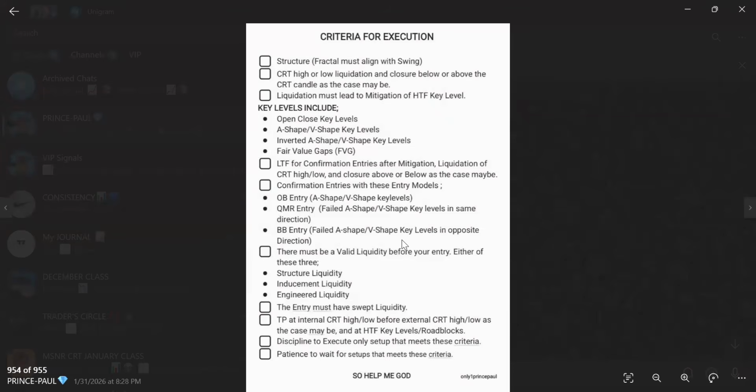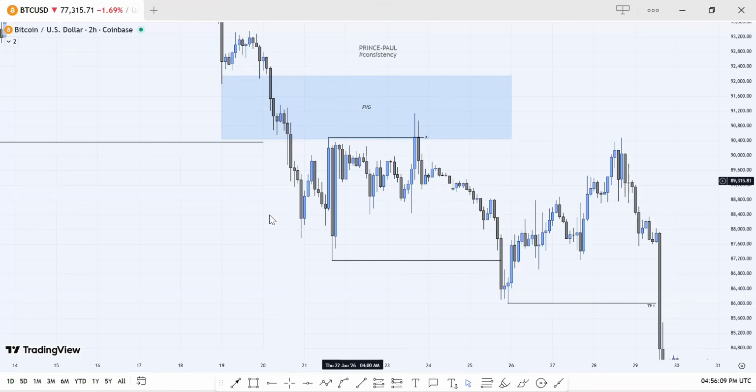So for this BTC chart, we're going to be making use of the failed A-shape key level entry in this scenario, right? So we're going to be going straight back to the chart so you can see how it came about. So this was it over here. Over here we had this before price goes over here. We have this break of structure to the downside over here.